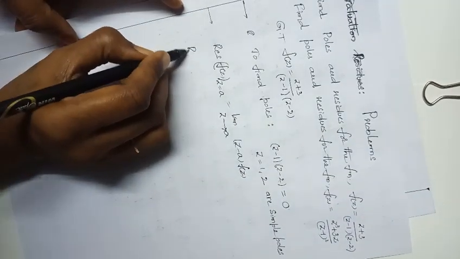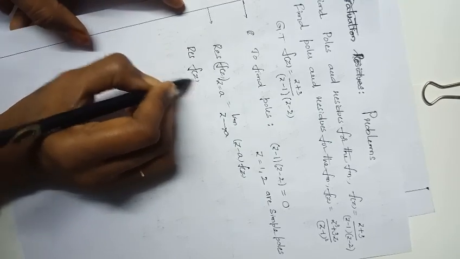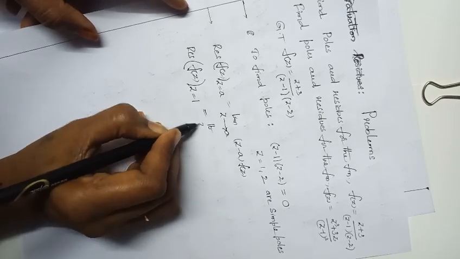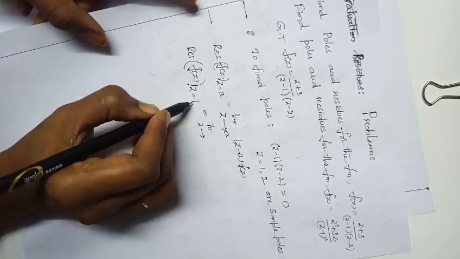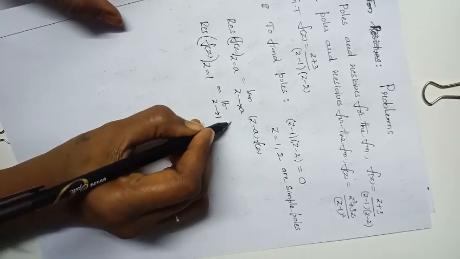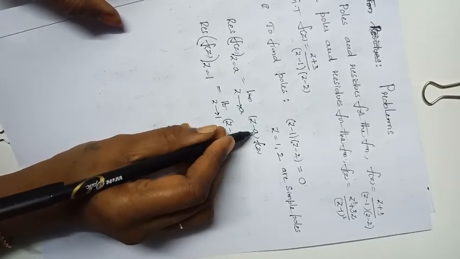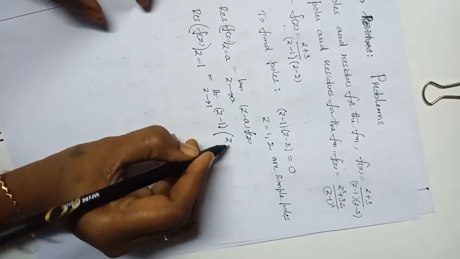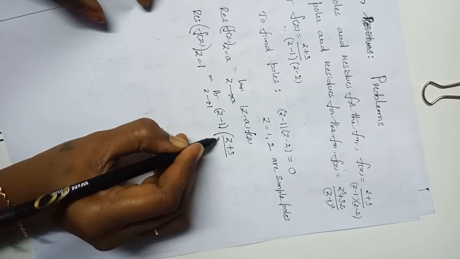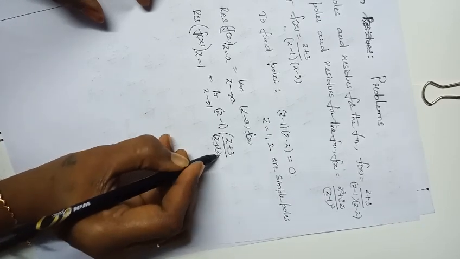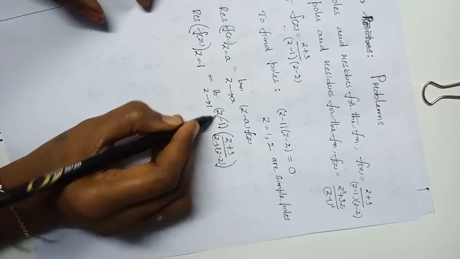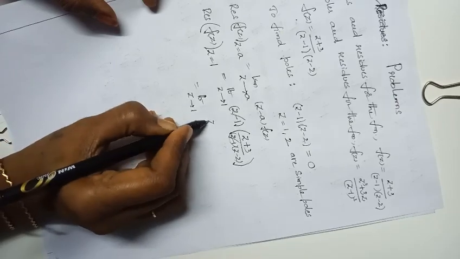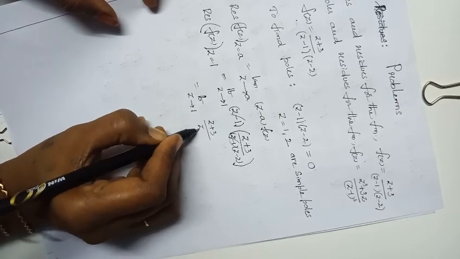So first, the residue of f(z) at z equal to 1: limit as z tends to 1 of (z minus 1) times f(z). Here f(z) is the given function, (z plus 3) by (z minus 1)(z minus 2). These two factors get cancelled, leaving the limit as z tends to 1 of (z plus 3) by (z minus 2).